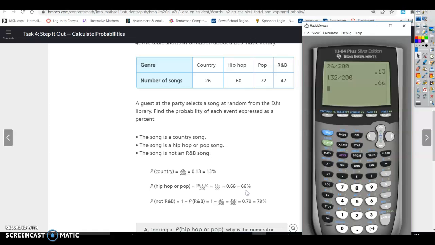So the probability of not choosing R&B. So R&B is 42. So if you want to find the probability of not choosing this, then it's going to be all of these without R&B. So the way they're going to do this is going to be the 1 minus the probability of R&B. So 1 minus the 42 over 200. Okay, so remember we looked at this before when looking at the complement. And so 1 minus this would give you the 158 over 200 or 79%.